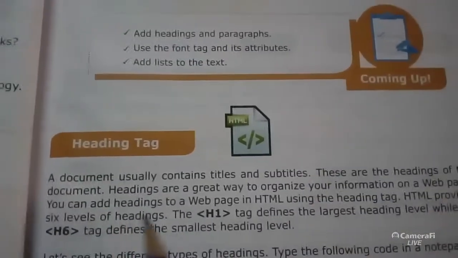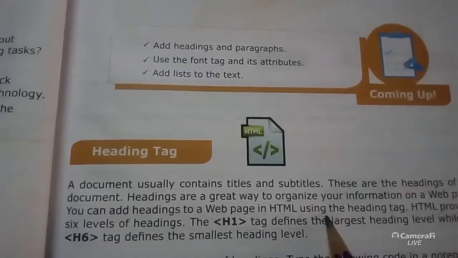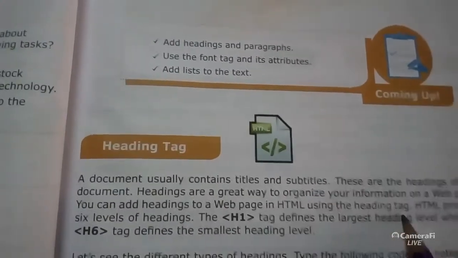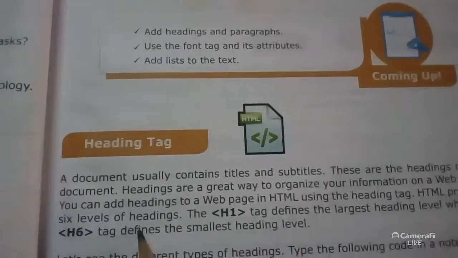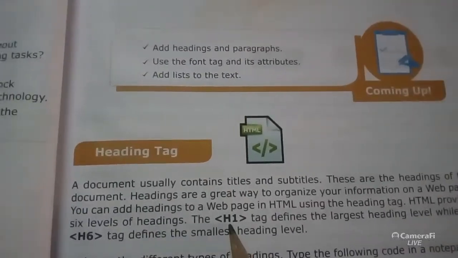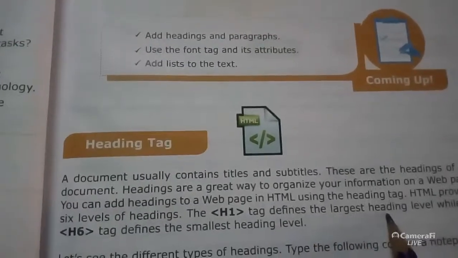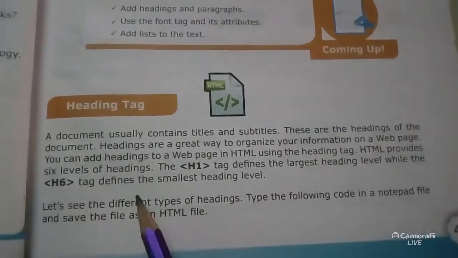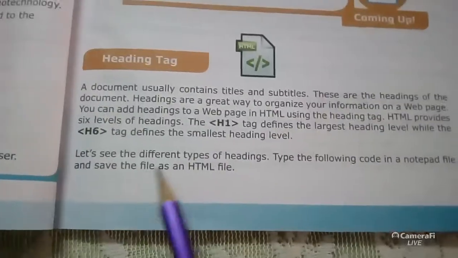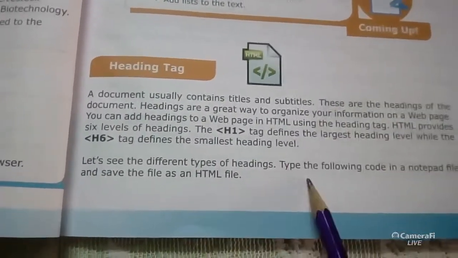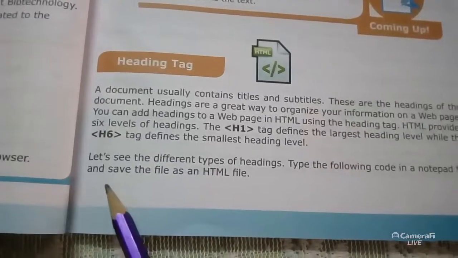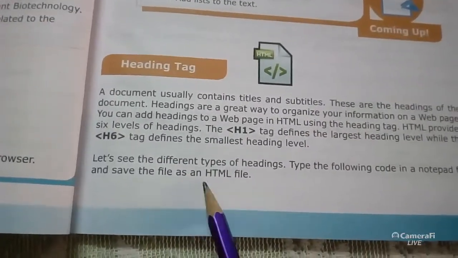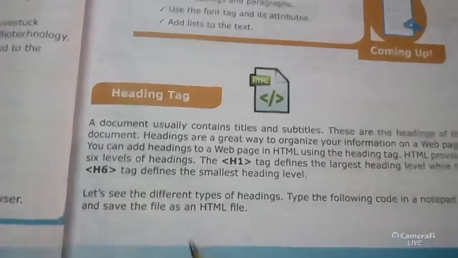You can add headings to the web page in HTML using the heading tag. HTML provides 6 levels of heading. H1 defines the largest heading, largest size of the text, and H6 tag defines the smallest level. Let's see the different types of headings. Type the following code in the notepad file and save the file as an HTML file. Okay?